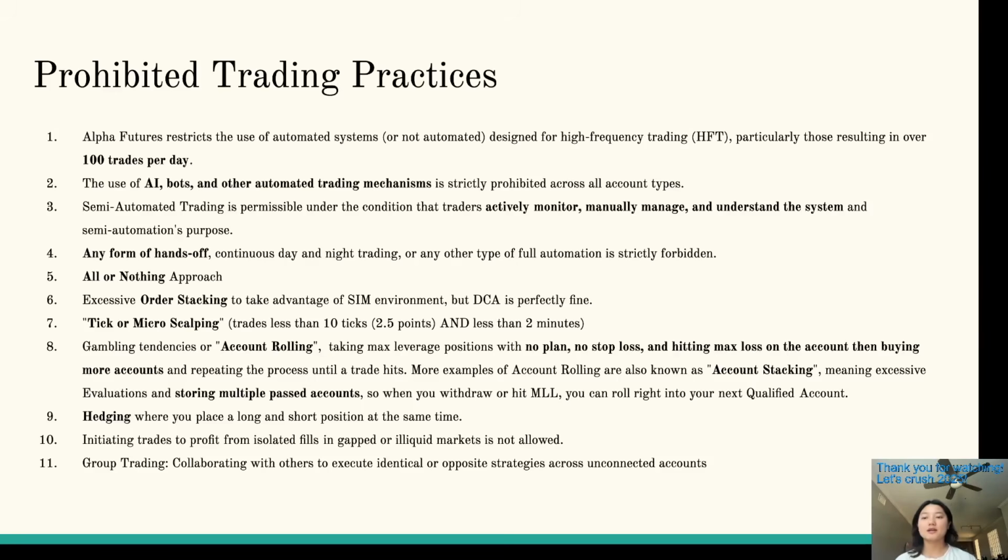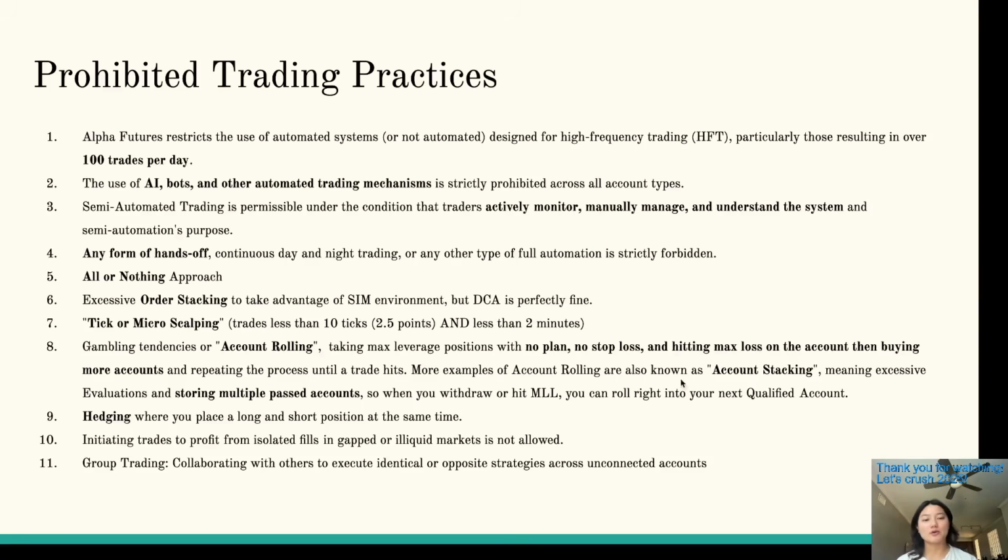safe. Number 8 is going to be pretty specific about just gambling tendencies. They call this account rolling, where you take your max leverage positions with no plan in mind, so you don't have any system with no stop loss, and you pretty much hit max loss on your account before you end up buying more evaluation accounts and rinsing and repeating. So they don't want that type of trading where you're just going, just like number 5 says, all or nothing, where you buy, you blow, you buy, you blow. Instead, they want, again, more consistency.